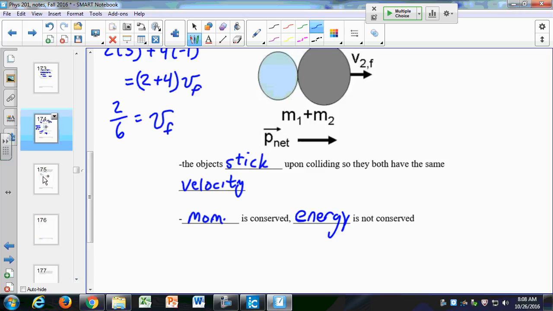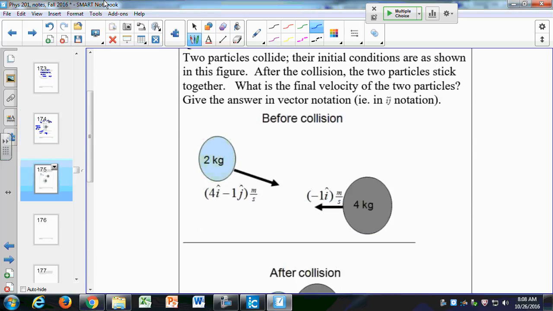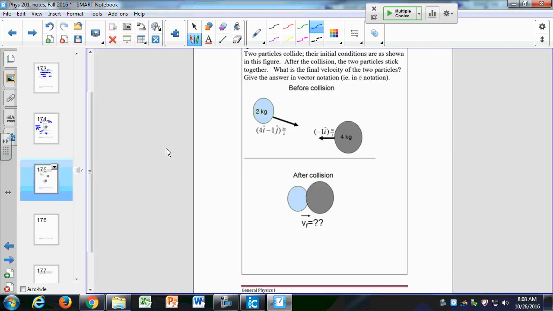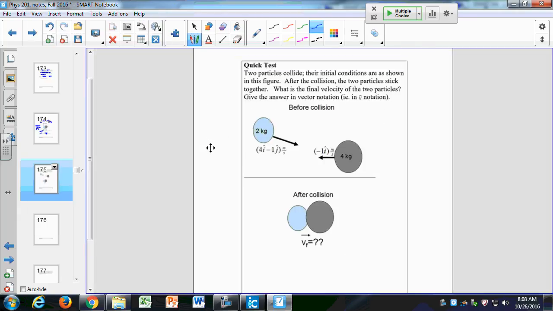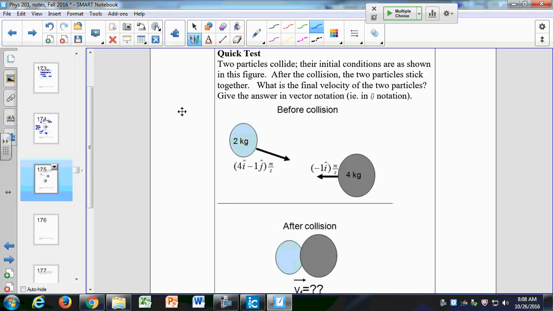Right, let's try this quick test. This is from an old test. This is a 2D collision, but you work it exactly the same as you did the others. So you keep your i's and your j's separate.